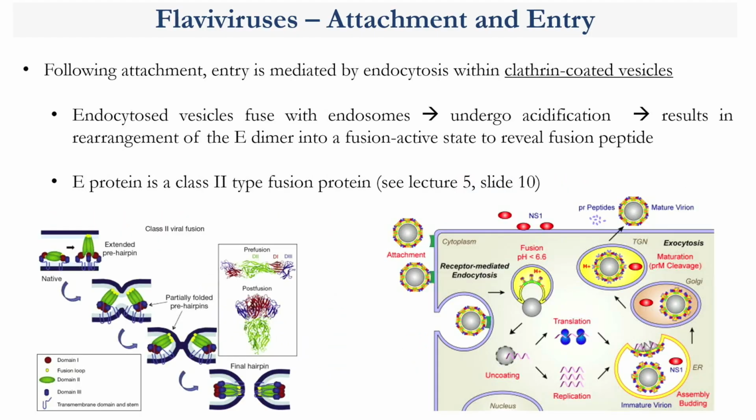Now, how does it work? Like I said, after it attaches, the entry is mediated by endocytosis with clathrin-coated vesicles. Endocytosed vesicles, after the clathrin coat comes off, fuse with the endosomes. As they fuse with the endosomes, the endosome matures, you're going to get acidification, and as a result, the E dimer rearranges such that you expose that fusion peptide, okay? So this E dimer will rearrange so that your fusion peptide basically comes out, okay? It's a class 2 type fusion protein.